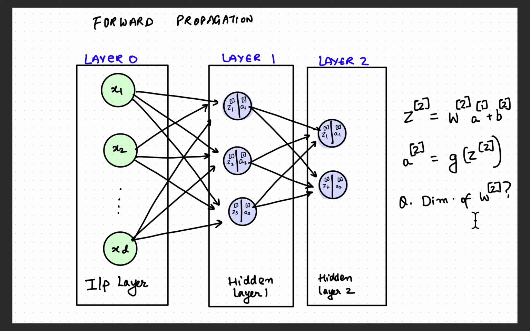So a question for you at this point is: what is the dimension of this weight matrix, capital W square bracket 2? And this will also help you to better understand and grasp the subject and link whatever numbers we were computing and what we see graphically.